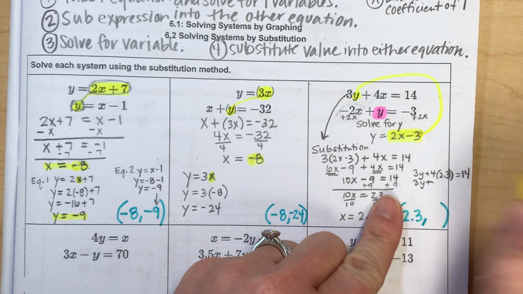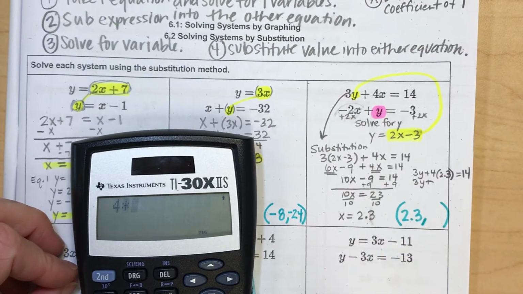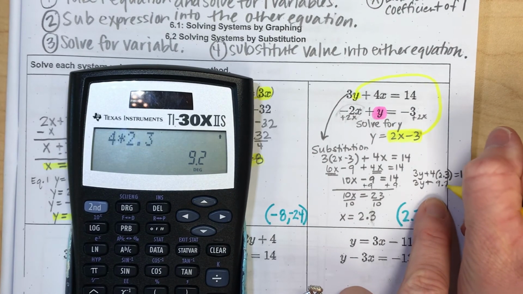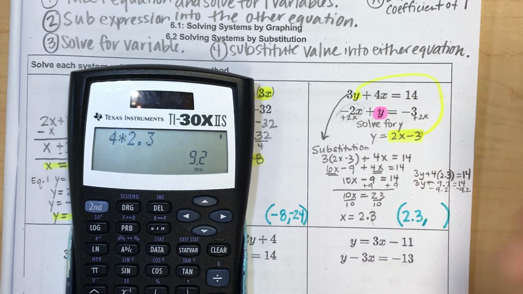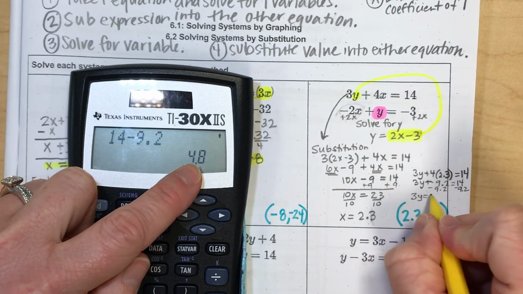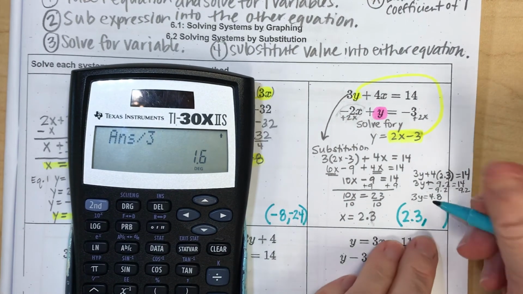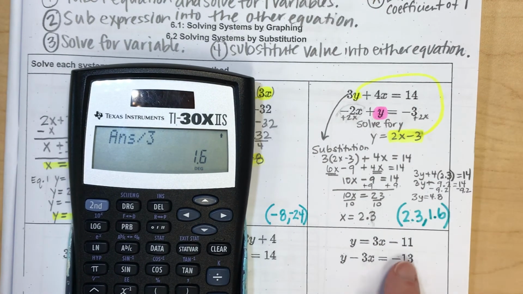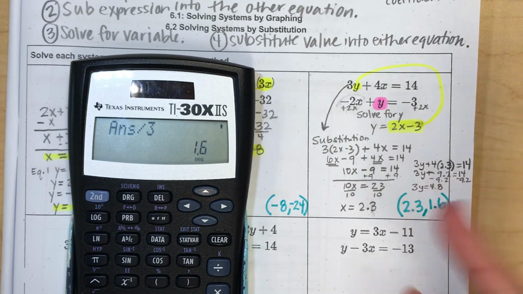3y plus, well now I need a calculator, so let me grab that. 4 times 2.3 is equal to 9.2. So 9.2 equals 14. Now I'm going to subtract that 9.2 over. 14 minus 9.2 is equal to 4.8. If 3y is equal to 4.8, let's divide by 3, and I get an answer of 1.6. There we go. Now, if you needed to put those in fraction form, if your teacher asked, you could totally do that. But I'm going to leave mine in decimal form.